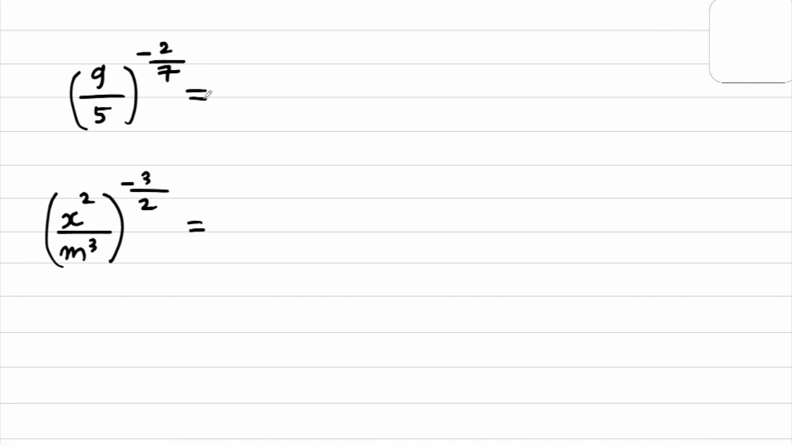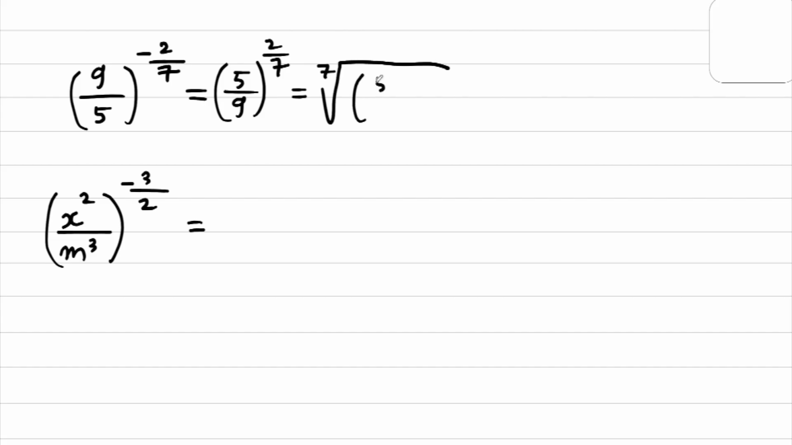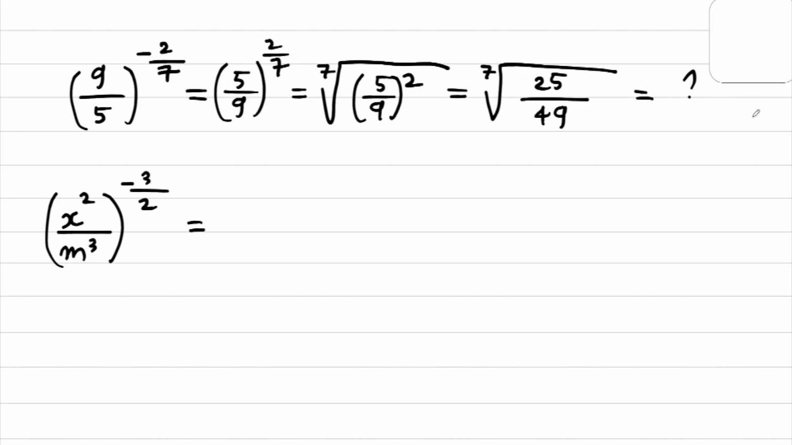Work on it by yourself. For both these questions, I should change from negative indices to positive indices by taking the reciprocal. After that, for this one, I will take the 7th root outside the bracket for all these fractions, and the square will be here. After that, I still have the 7th root outside, and you get 25 in the numerator and 49 in the denominator. Maybe we can stop here. Maybe you can use your calculator to figure out the decimal answer. And for this one, how can you work with it?